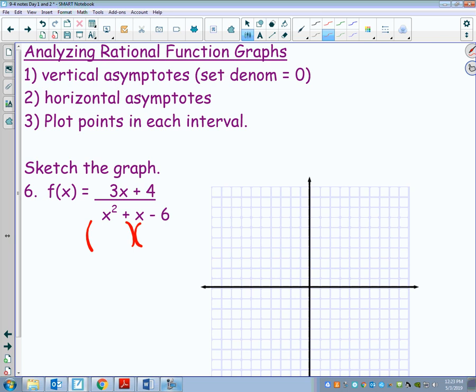So I'm going to factor the bottom here. What multiplies to give me -6 that subtracts to give me +1? That's also 3 times 2. It'll be +3 and -2. So right away, I know my vertical asymptotes are at -3 and +2. How do I know it's not a hole in my graph? Because on the top, I can't factor anything out, so it's not going to cancel out.